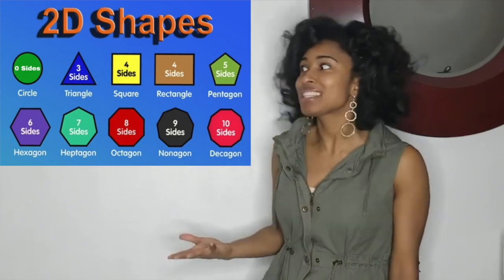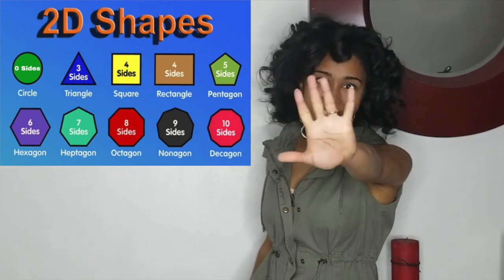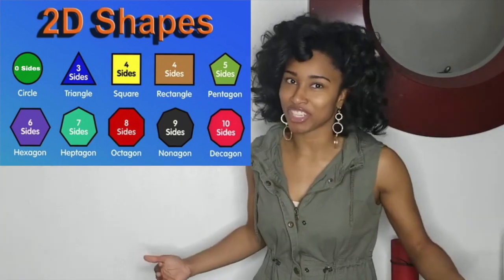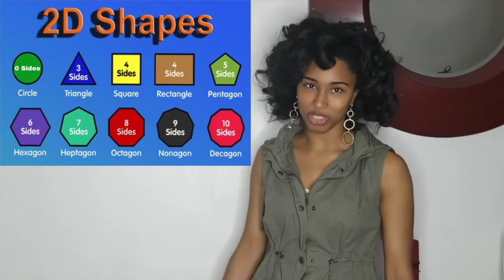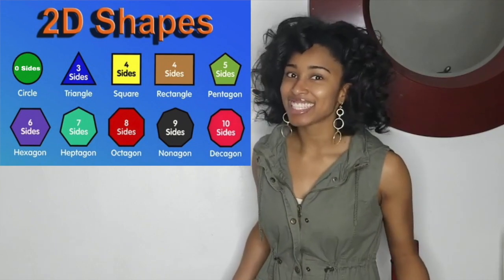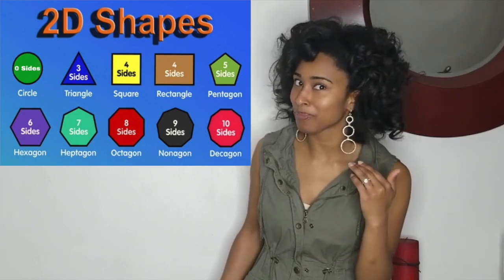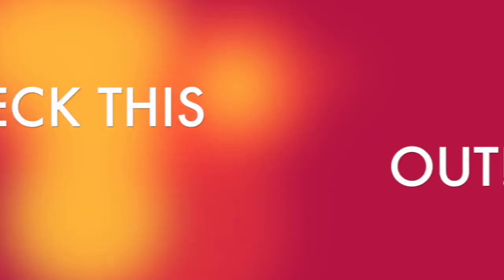Now let's look at the pentagon. How many sides does it have? Show me your fingers. 5. So how many lines of symmetry? 5 lines of symmetry. Now let's look at the hexagon. How many sides? 6 sides. So I have how many lines of symmetry? 6 lines of symmetry.